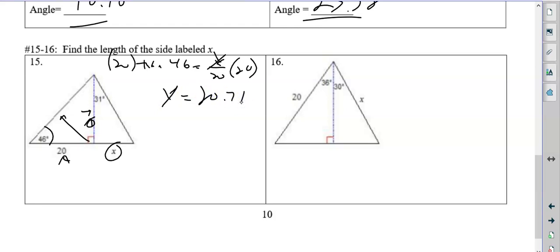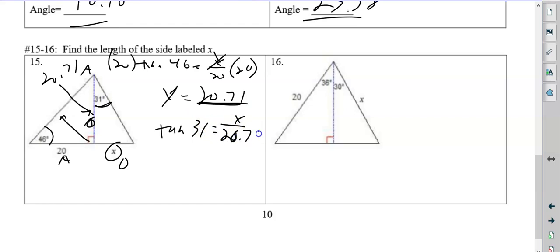So this side right here is 20.71. Now, from this angle, that side is the adjacent and this side is the opposite. So we're doing tangent again, but using this new number that we just found. So tangent of 31 is equal to opposite over 20.71. So we're just going to multiply both sides by 20.71. So 20.71 on the calculator times tangent of 31, which gives us 12.44.